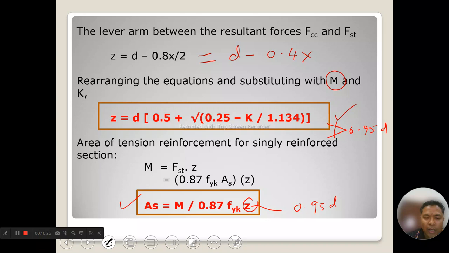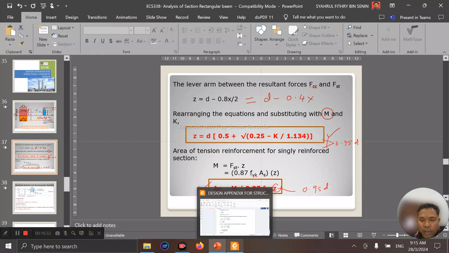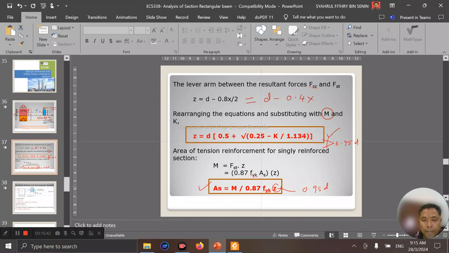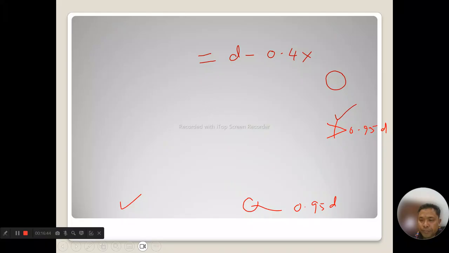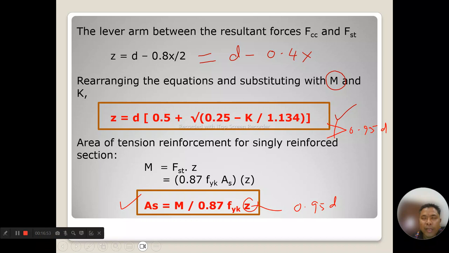So this formula also you don't need to memorize, because in Eurocode 2 the formula for AS is given already here. You can see that it is given. So no need to memorize, just understand how to use it. So this formula is only applicable for singly reinforced.